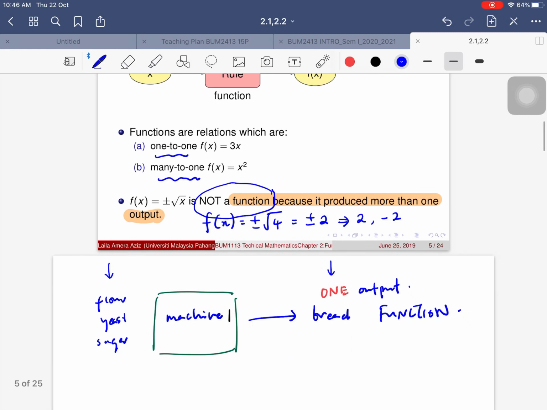Okay, so when you give one value, it should only be one output. So this is f of 4. When I substitute x equal to 4, it becomes f of 4, which is going to be plus minus square root of 4. So when I give one input value, I come out with 2 outputs. No, so that is not a function. Okay, so output should only be 1.